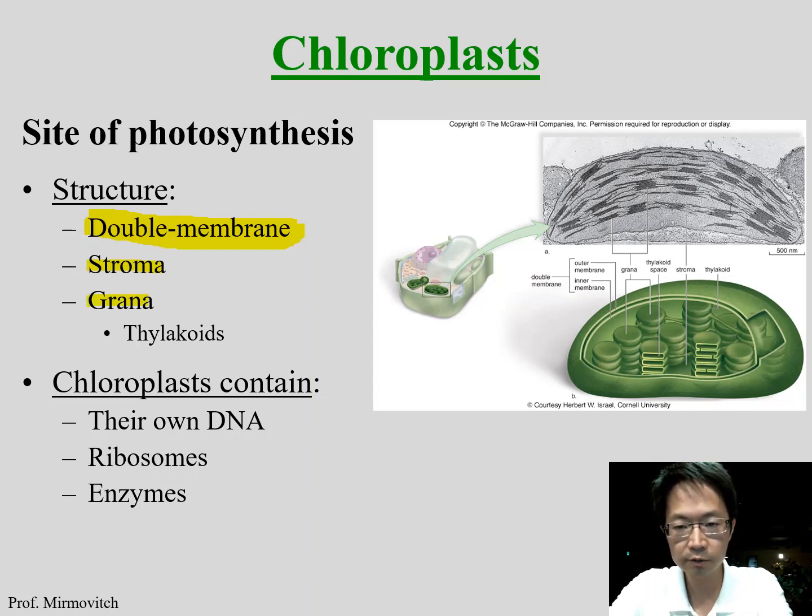Stroma is the fluid inside the chloroplast. Grana are the stacks of poker chips. I call it a stack of poker chips. It's one stack of poker chips, and each poker chip we call a thylakoid. So a thylakoid is each poker chip, and grana are the stacks of poker chips.